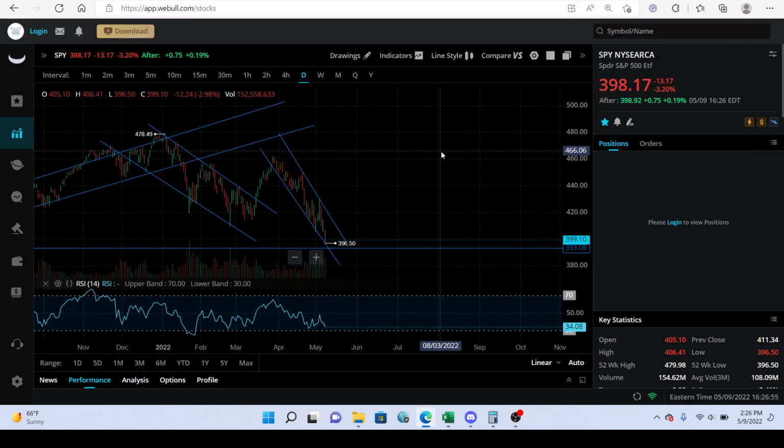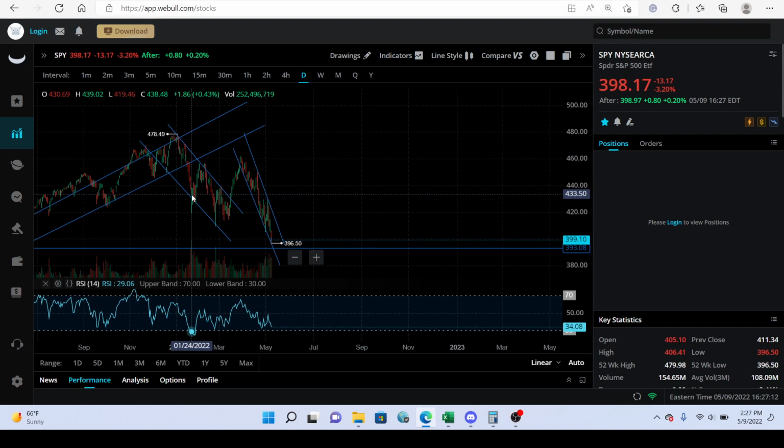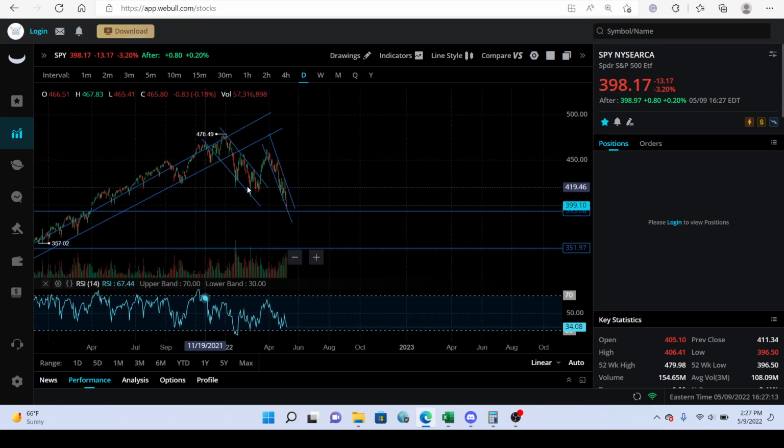Hey everybody, so I haven't made an actual overview video in a while, but I know the markets are really bad right now, so I definitely wanted to look at some of the technicals on some of the indices. So starting out with SPY, S&P 500, just going to zoom out a bit.